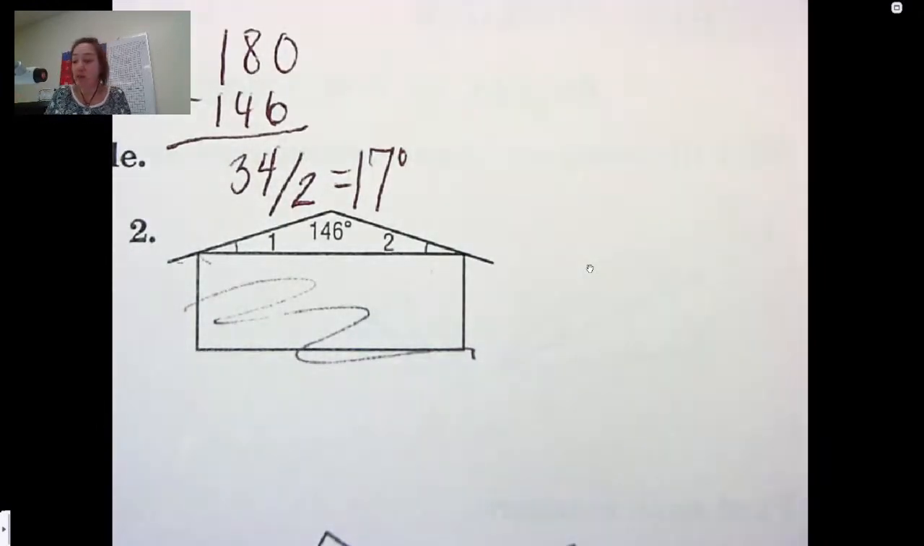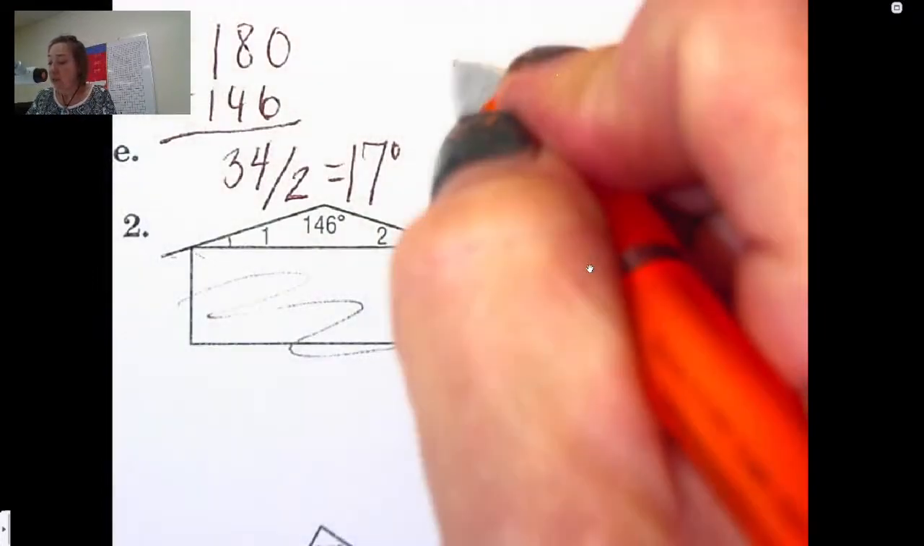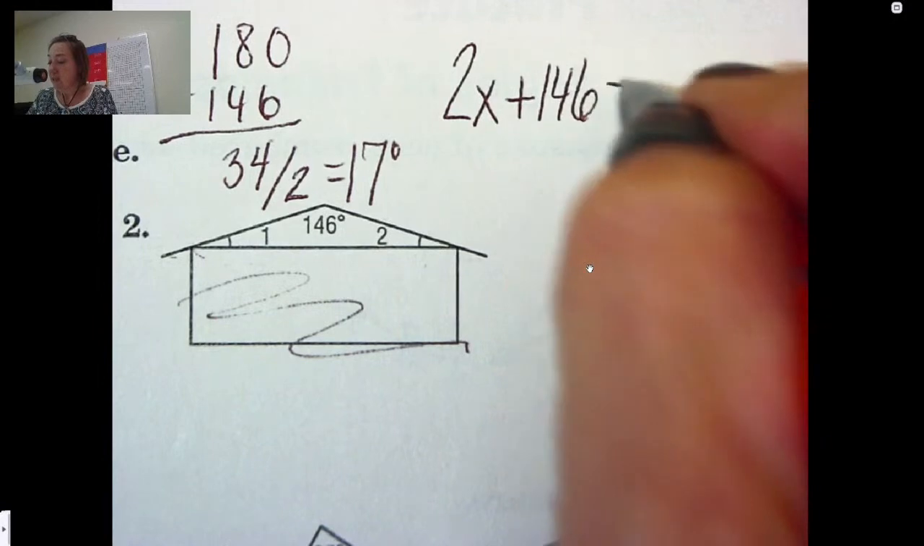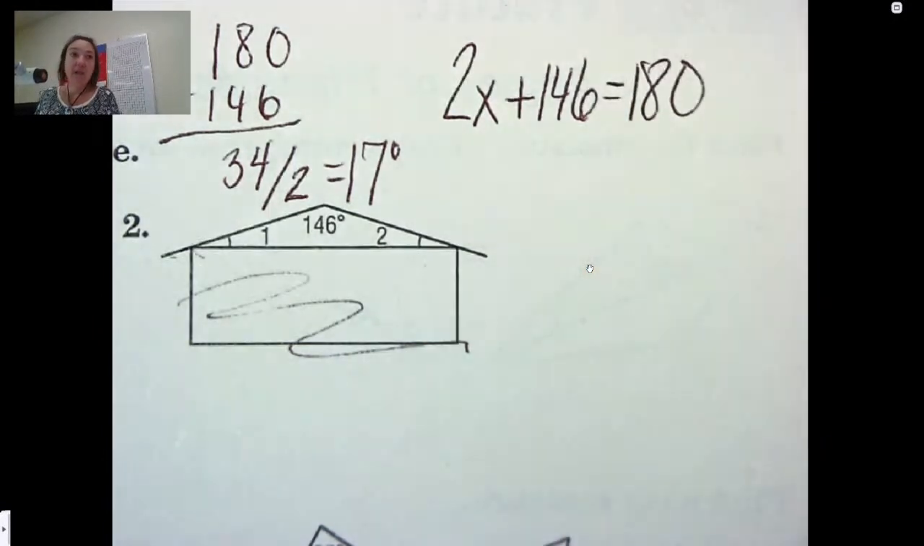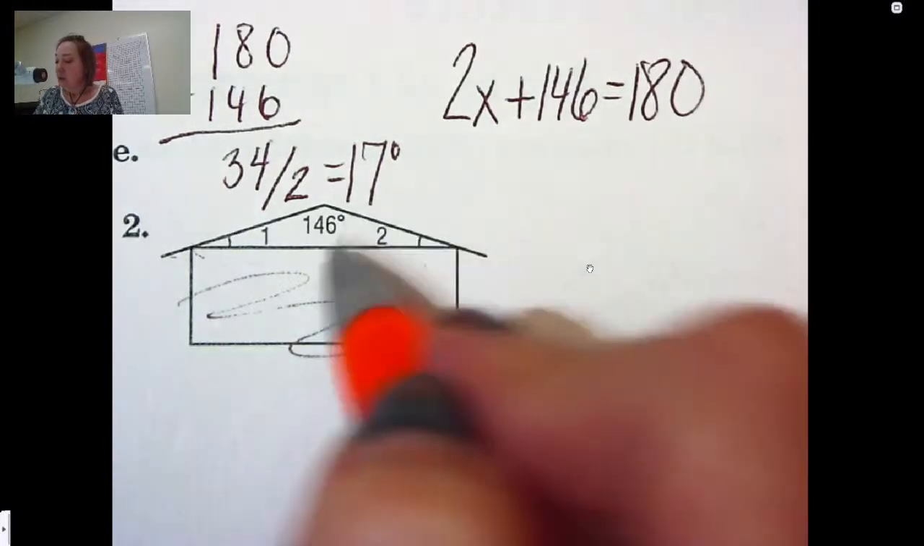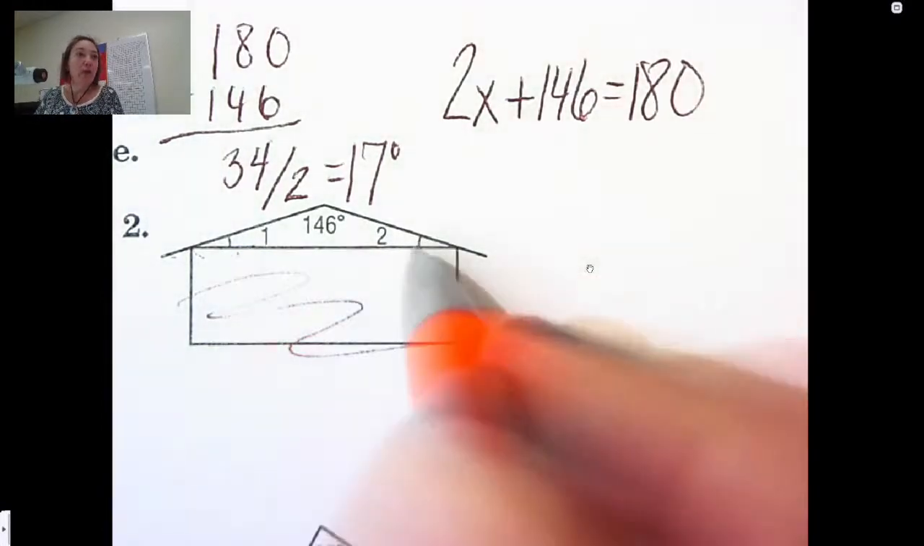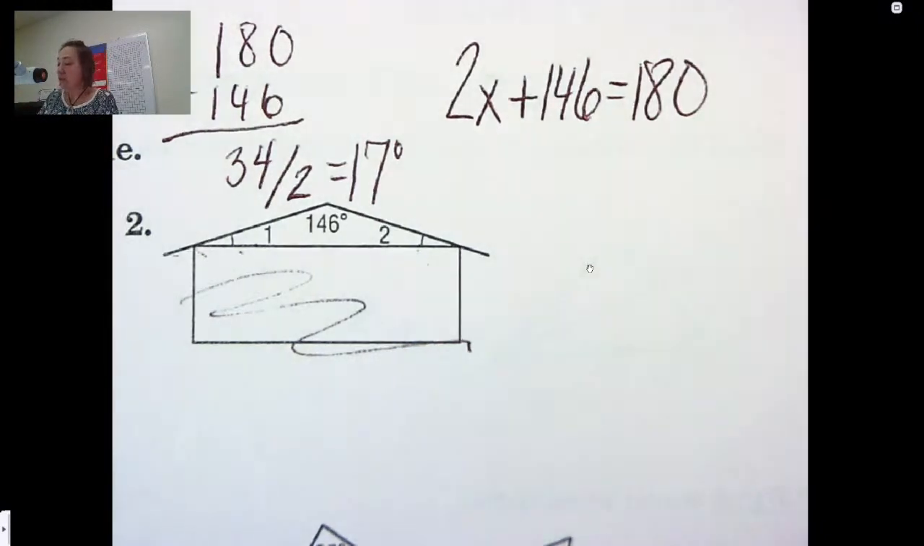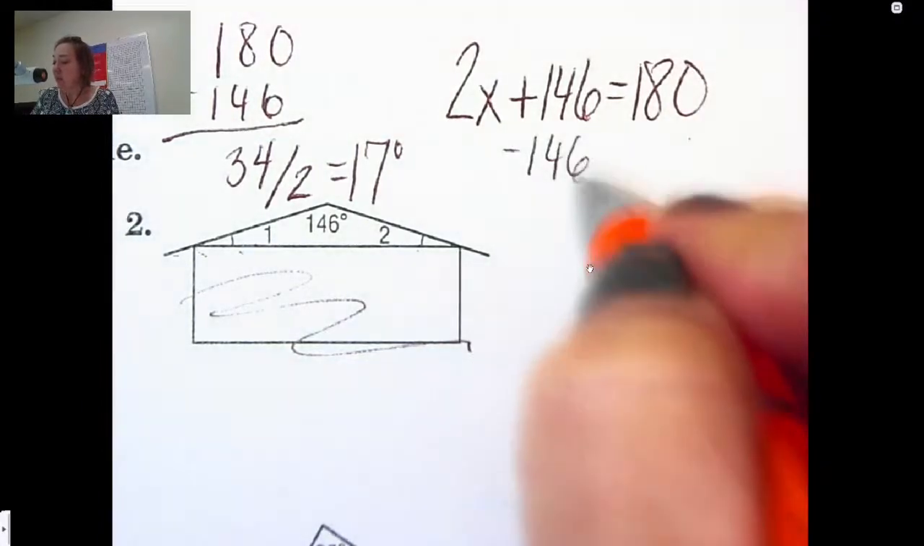Now, I do want to point out that your brain may not think this way, but some people, first hour, the first answer that was given to me was 2x plus 146 equals 180. Now, where did they get that from? The two angles are both unknowns, right? So they did 2 times x being one of the angles, plus 146 equals 180. The math is exactly the same, right?